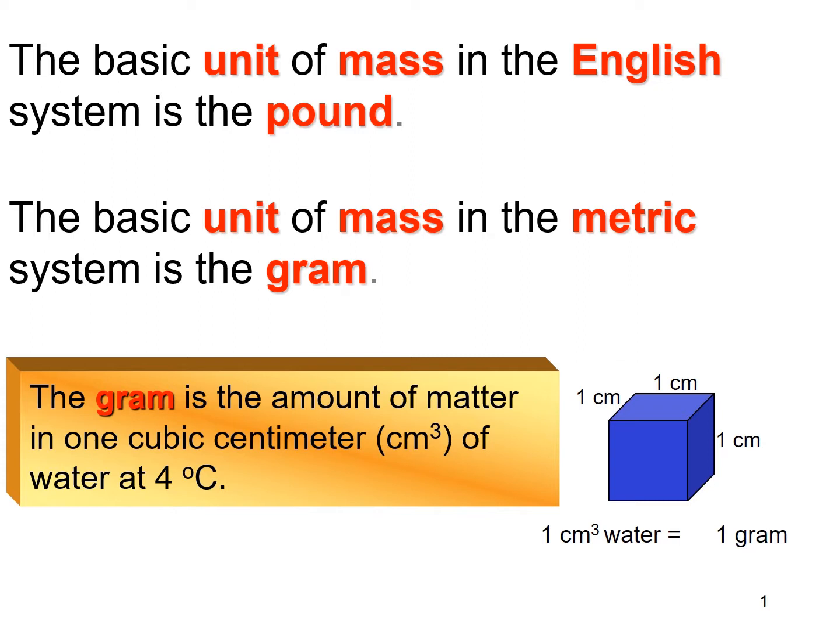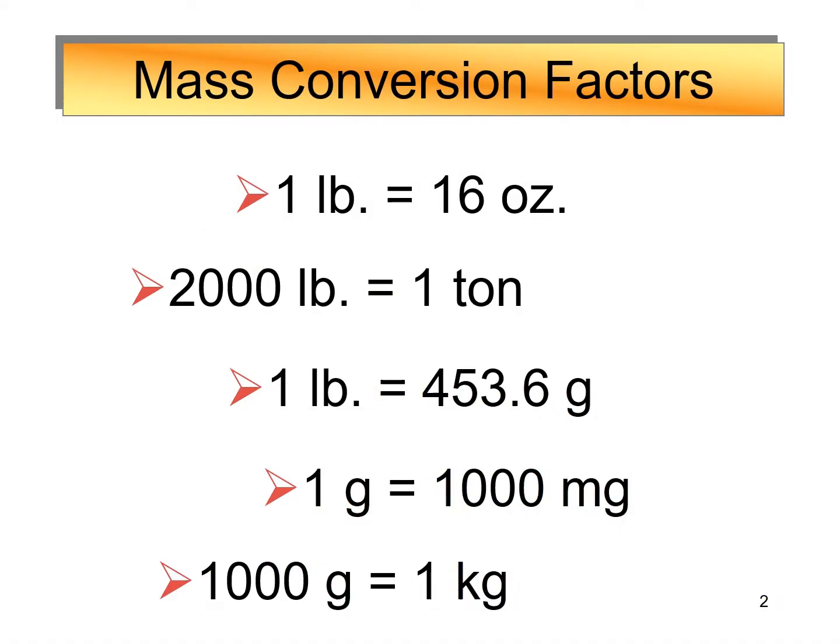Now, by definition, the gram is the amount of the water that is 1 cubic centimeter, which is, remember, the same as 1 milliliter. So at 4 degrees Celsius, 1 cubic centimeter of the water has a gram of mass. So that's by definition the gram. Some conversion factors that you need to know: pounds relating to the ounce, pounds to the tons, grams, kilograms, and etc.